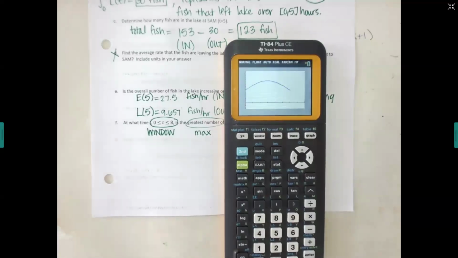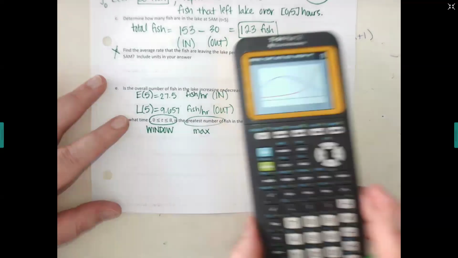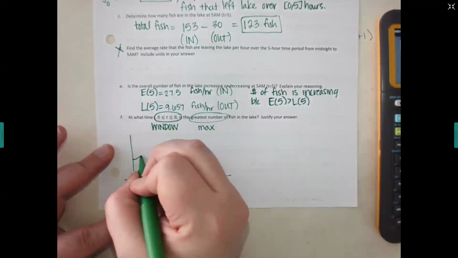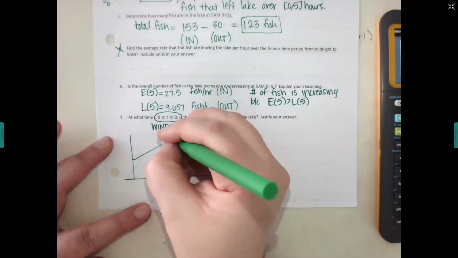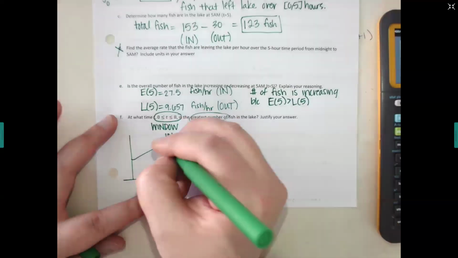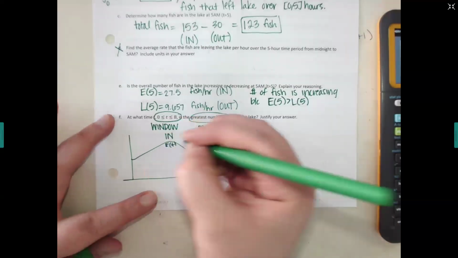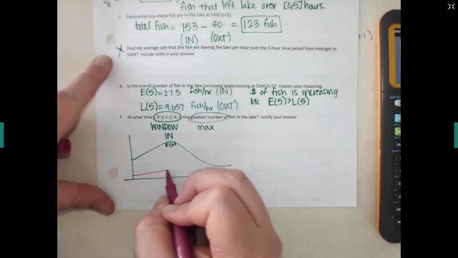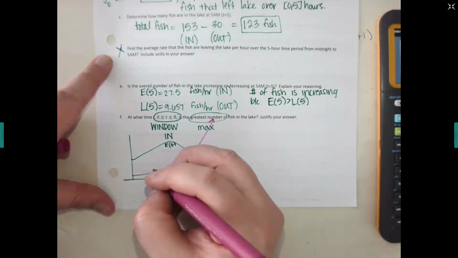Okay, remember, blue is my in function, because that's Y1. Red is my out function. So once you have that, sketch it on your paper. So our first function kind of did that, which is E of t. And then my out function started down here and crossed up.